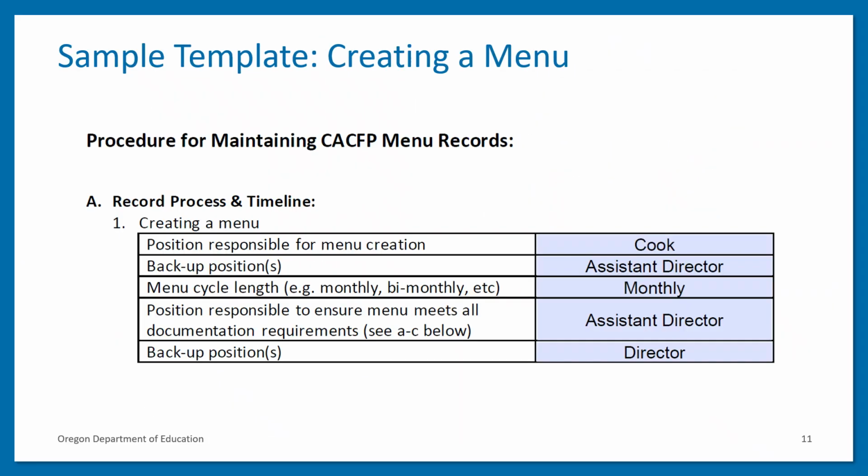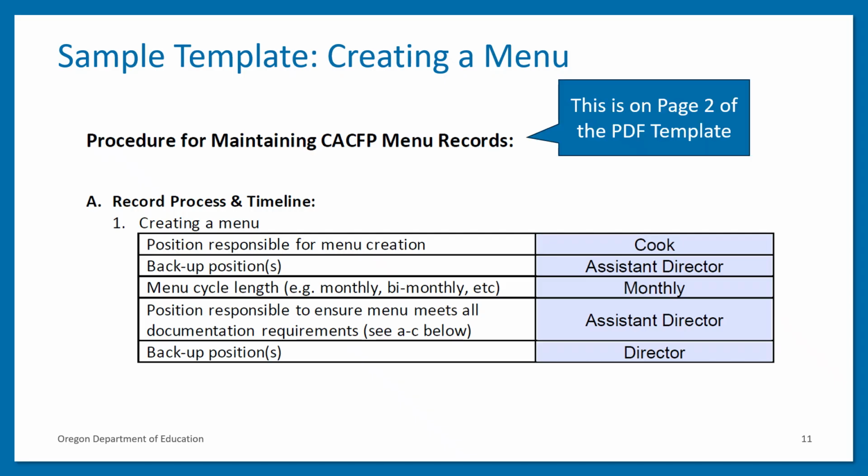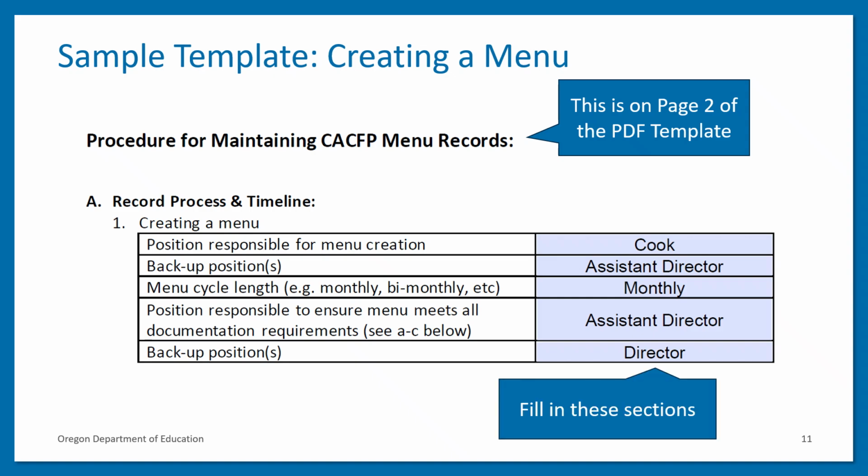We can take a look at the fill-in template under the section for maintaining CECFP menu records. This section is on page 2 of the PDF template. You can see that it asks several questions about who is responsible for creating a menu, the backup position for this task, menu cycle length, and position responsible to ensure menu meets documentation requirements. Sponsors will need to fill in the table cells to the right in light blue.